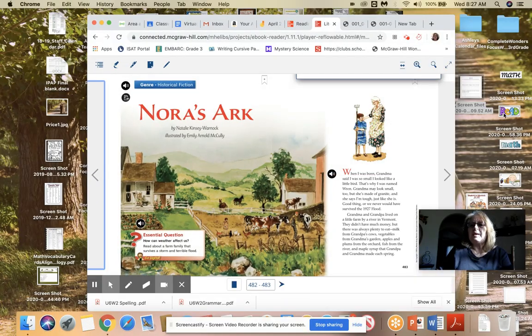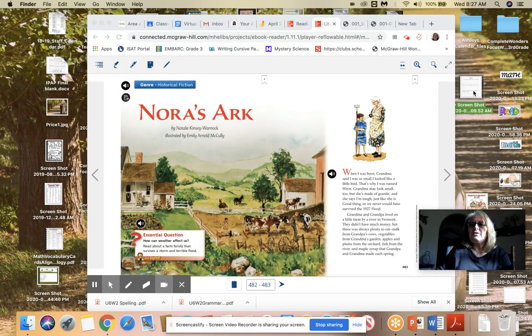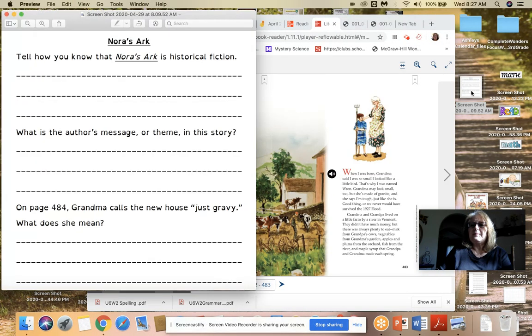And then after you read the story, I have a question paper, and I think it's only got three questions on it. It's: tell how you know that Noah's Ark is historical fiction, and what is the author's message or theme in this story. And then there is an idiom. Grandma calls the new house just gravy. What does she mean when she says that the house is just gravy? So that's what we're doing for reading today.